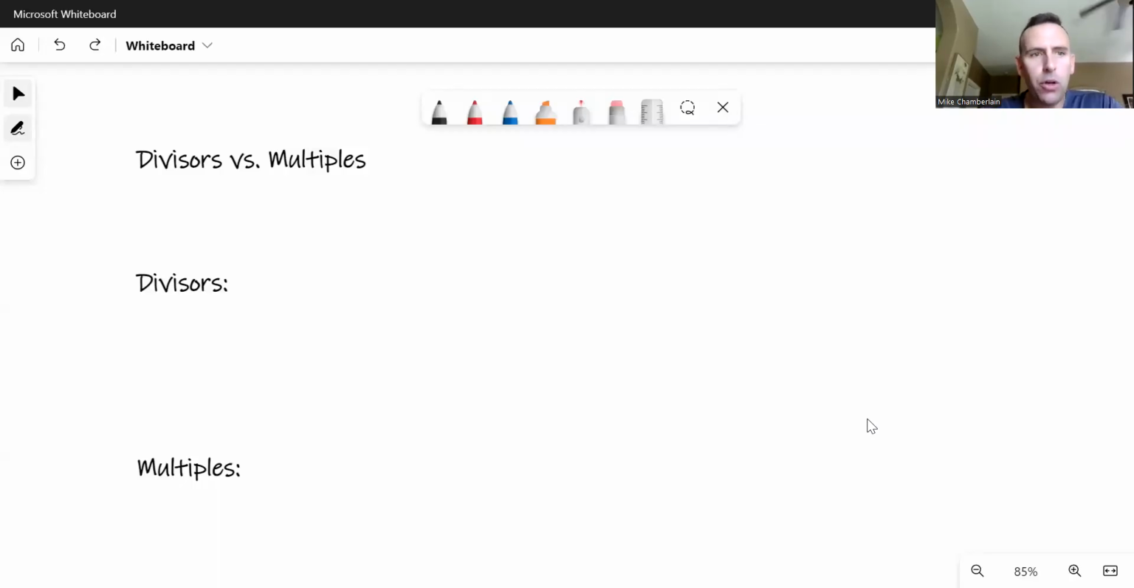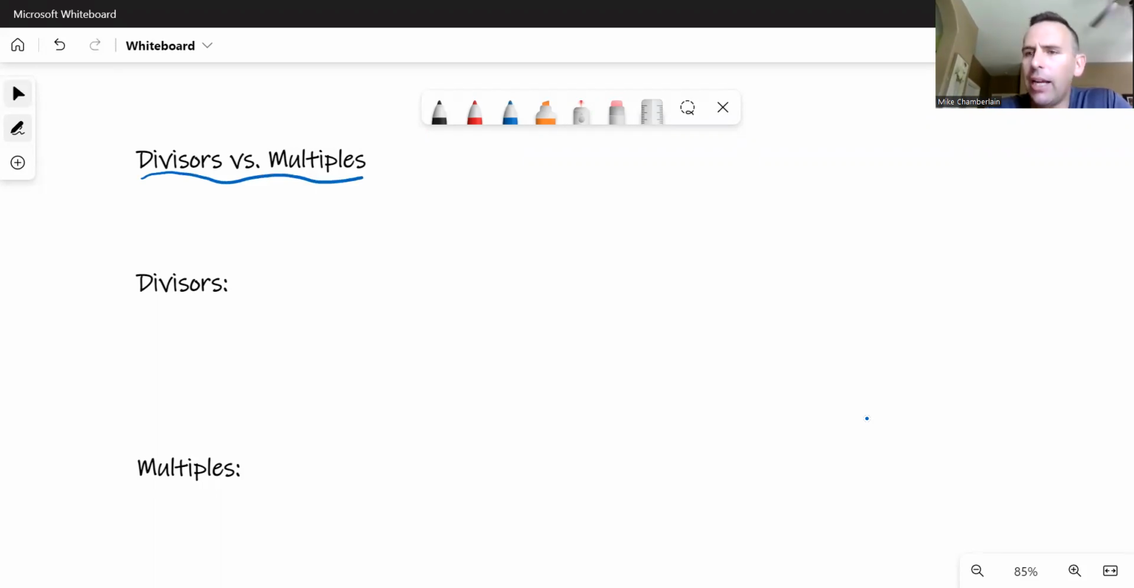Knowing the difference between the words divisors and multiples can make it so much easier when finding things like greatest common divisor or least common multiple, or anytime that these words come up. So I wanted to just look at the difference between the two words and give you some examples.